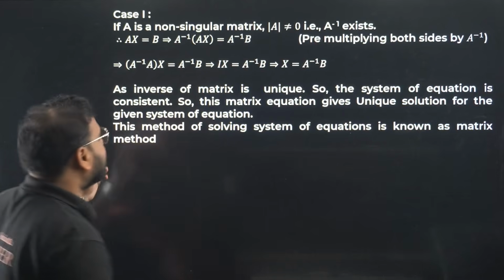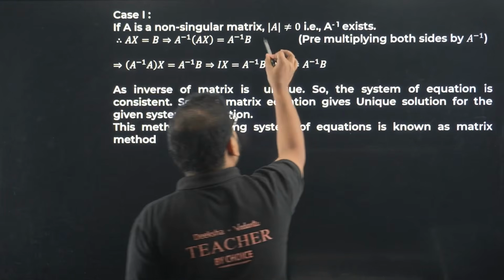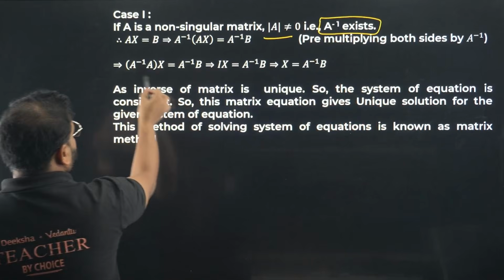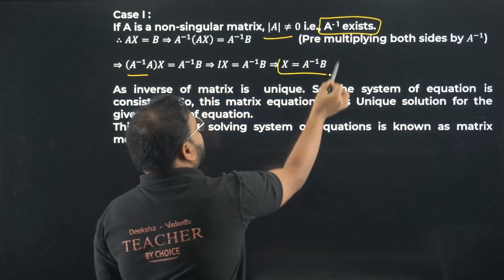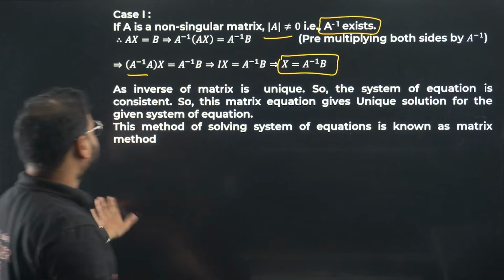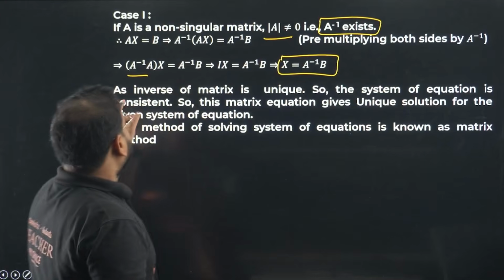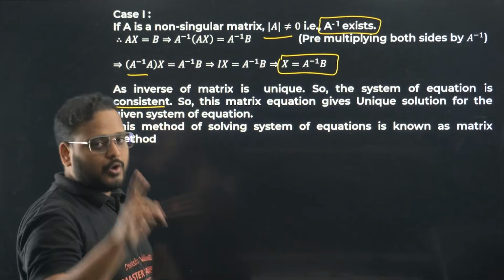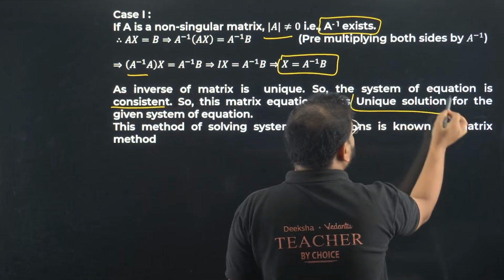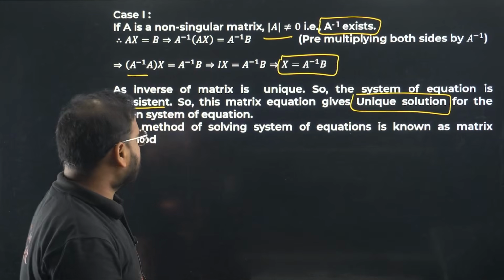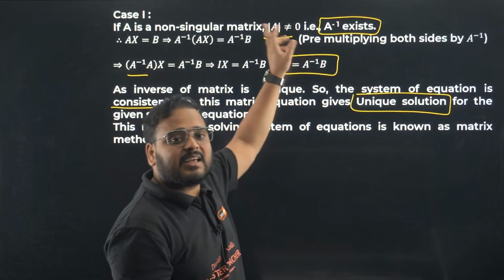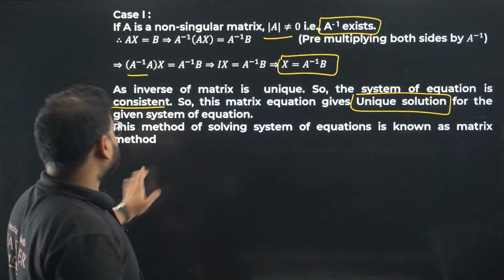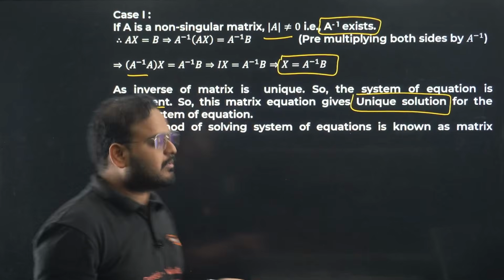Now we can have two cases over here. Case 1, as I said, if the determinant is non-zero, the inverse exists, and you can operate like this to get X equals A inverse B. As the inverse of a matrix is unique, the system of equations will be consistent with a unique solution for the given set of variables, only when the determinant is non-zero. This is also called the matrix method to find the solution of a system of equations.